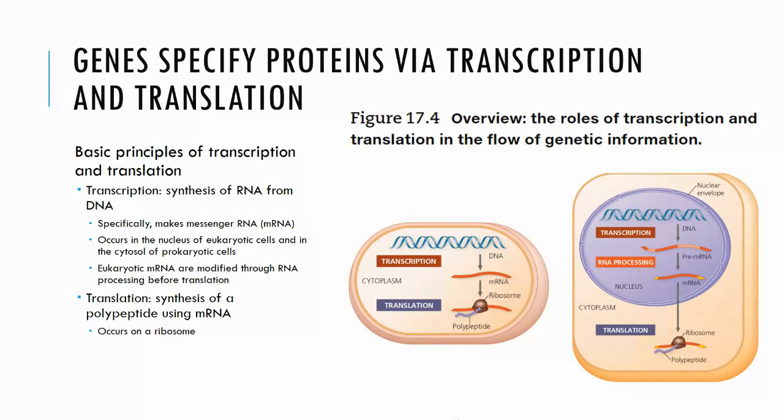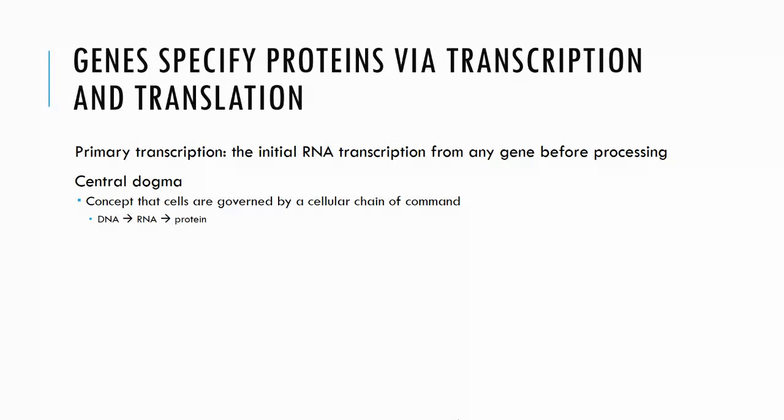During translation, ribosomes use the mRNA to make a polypeptide chain, which will be adjusted and folded and modified before it is a functional protein. Primary transcript is the initial mRNA transcript that's made from a gene before processing. All of this is part of the central dogma of biology, which says that DNA can be used to make more DNA during replication, or it can be used to make RNA during transcription, and then that RNA can be used to make a protein during translation.